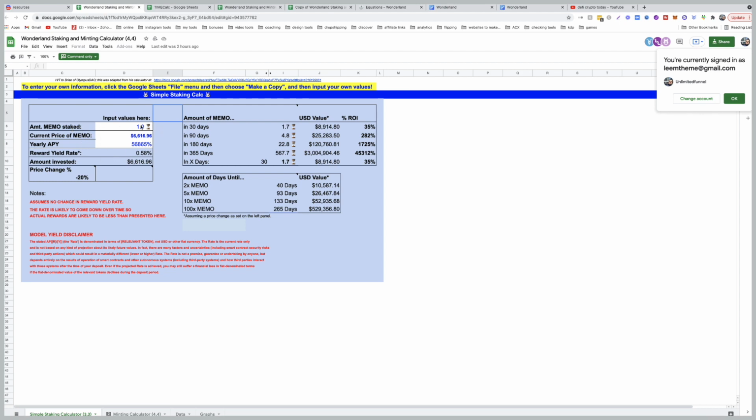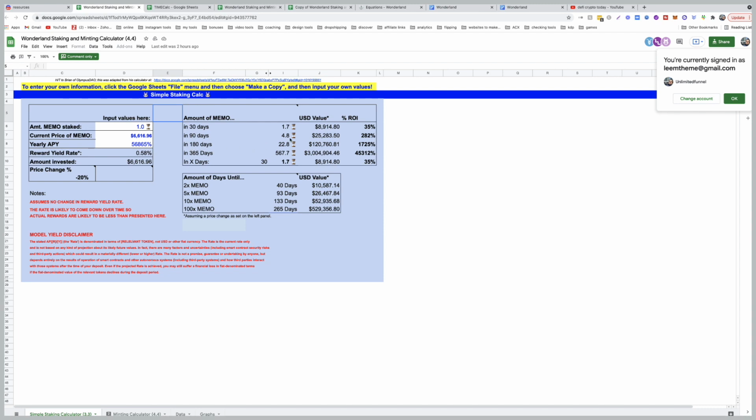But for the sake of this video, I'm just going to use the example. The amount of MEMO staked is 1. The current price of MEMO is 6,600, which is the price of Time. Yearly APY, you're going to take from the main website. This is the yield base rate, and this is the annual invested amount. So you can see here the power of compounding.